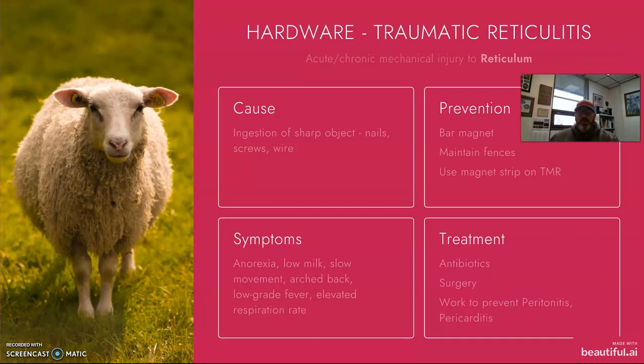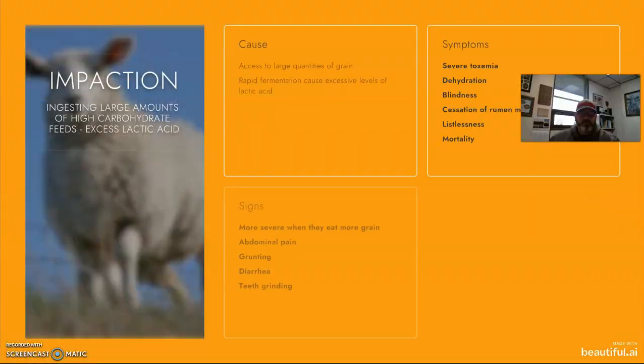Treatment, antibiotics. Surgery is going to be a tough one here because of the cost associated with it when we talk about sheep and goats. So it better be worth it. Good cost analysis would be important here. But work to prevent peritonitis here because that's associated with this one often.